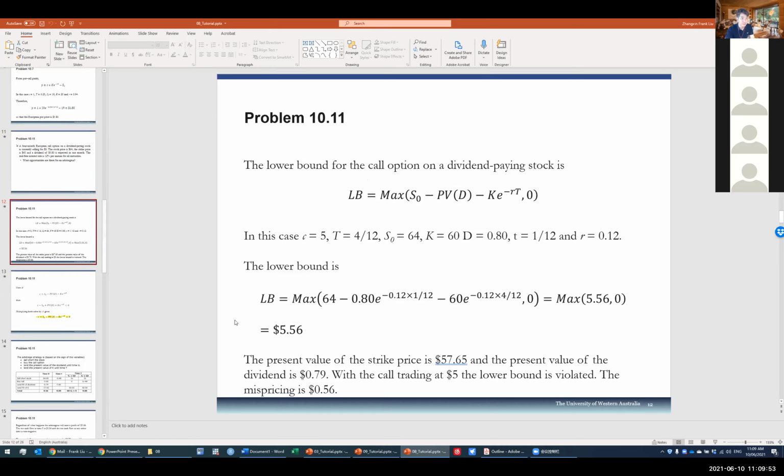That means if it's lower than that, is that too cheap or too expensive? Too cheap. Exactly. So if it's too cheap, how would you exploit the arbitrage profit? Are you going to buy the too cheap one or sell the too cheap one?